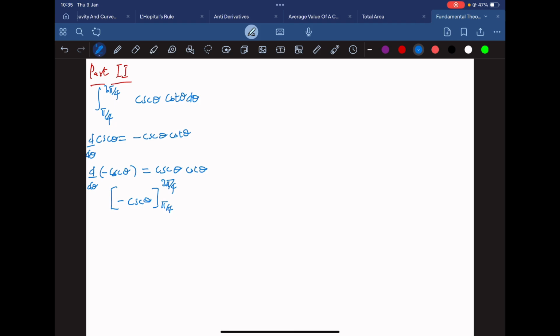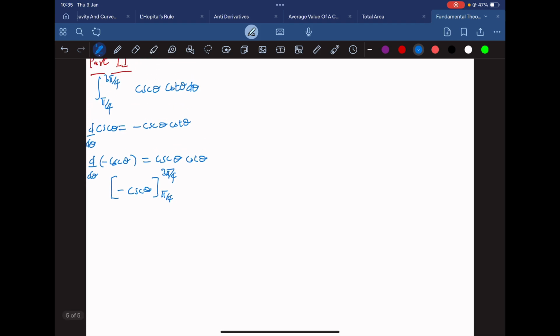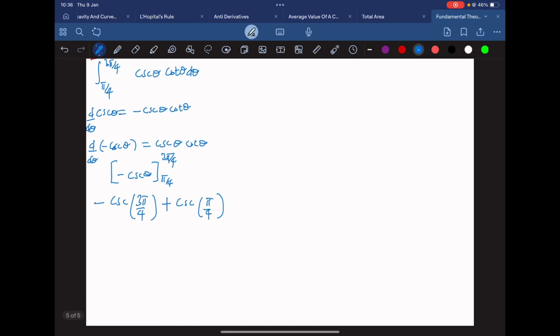Okay, so this part over here is what we call the Fundamental Theorem of Calculus part 2. So basically it means you have to evaluate the upper limit first, then you subtract the lower limit from it. So that's the idea. So minus cosecant, now theta is 3 pi over 4, then minus, right, but we have a negative already, so it becomes positive, then cosecant pi over 4. So this is just the Fundamental Theorem of Calculus part 2. So how do we evaluate this? From our previous videos, remember, cosecant is always 1 over sine.